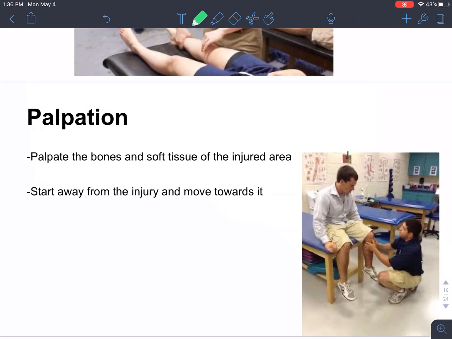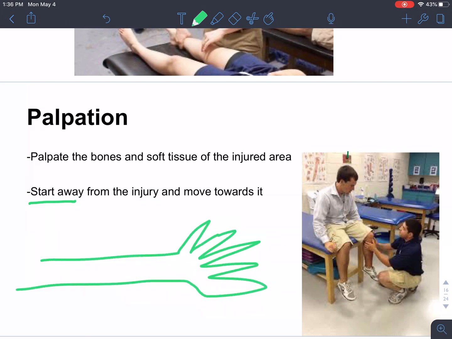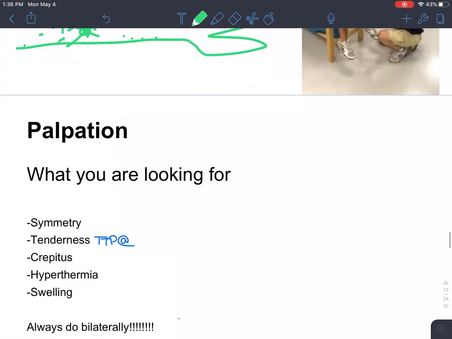History, observation/palpation. So palpation is just that. We're palpating the area of a hurt body part, checking to see what's tender to the touch. So you want to start away from the injury. So look, if this is somebody's hand, and their pain is here, you don't want to just press right there to start out with, because everything's going to hurt. Start here and work your way up, work your way around, and get closer to the injured body part. So start away from the injury and then move towards it.